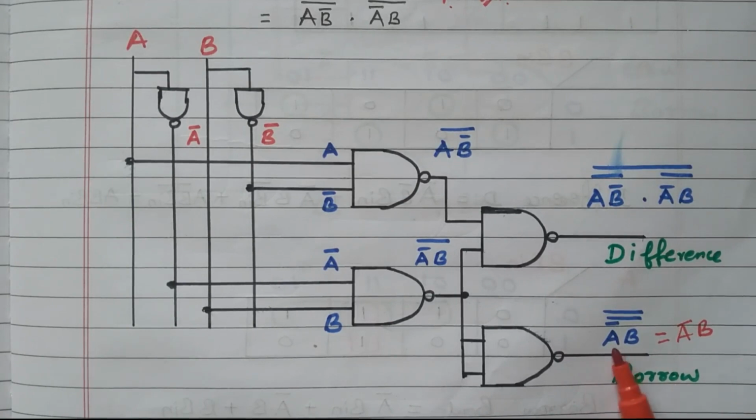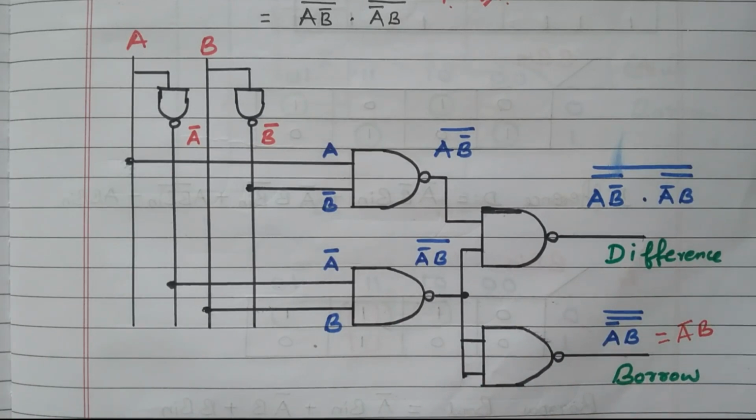How to implement this A bar B? It is already available here. A bar B is already available, and it is given as a single input. The single input means it will act as a NOT gate. So what is the output here? A bar B the whole bar is given as input, and because of the NOT gate, one more bar is added. This double complement is cancelled, so that we have A bar B. So this is the output of the half subtractor borrow. By using this logic circuit, we produce the output of difference as well as borrow of the half subtractor.